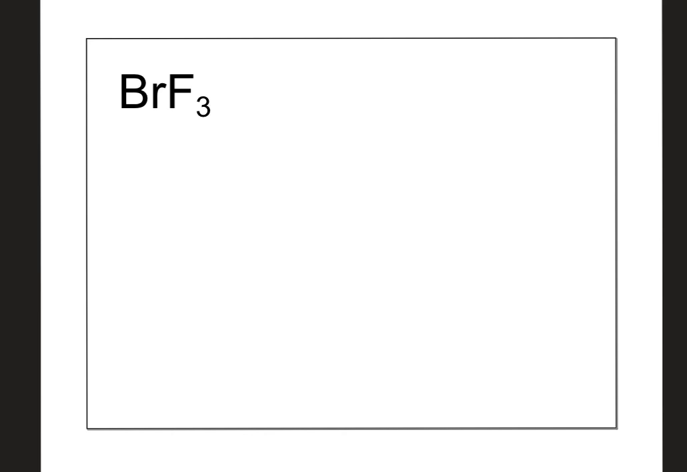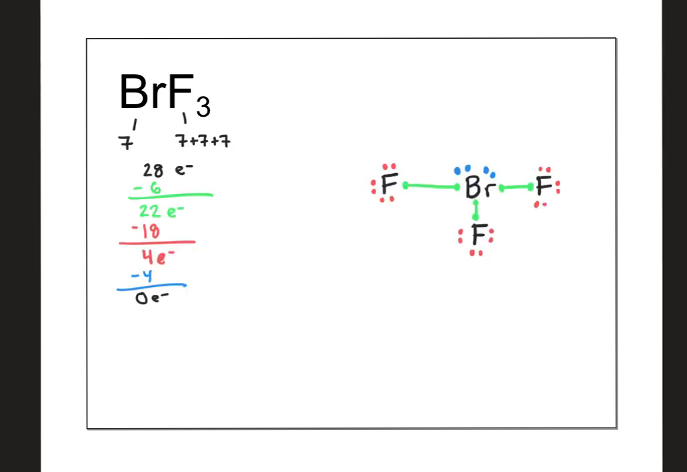And the answer is going to come up in 3, 2, 1. All right, here's my structure. The first thing I did was add up my valence, 7 each from the fluorine, and there's 3 of those, 7 from the bromine, so 28 total. I then arranged the element Br in the middle because there's just 1 of him and the 3 fluorines. Then I did single bonds, and that used up 6 electrons in my piggy bank, so I had 22.